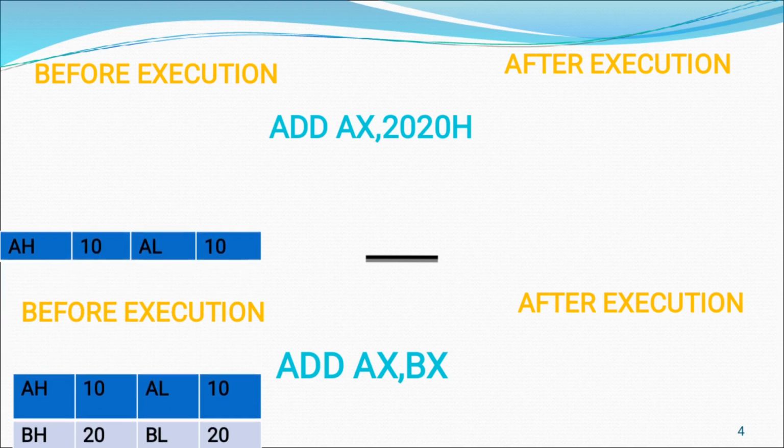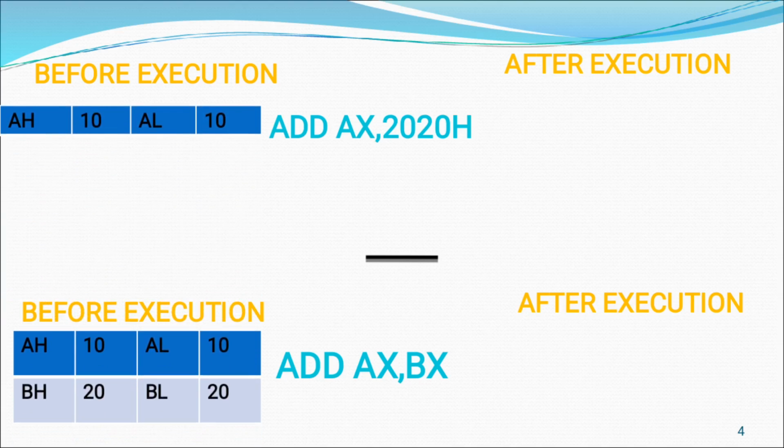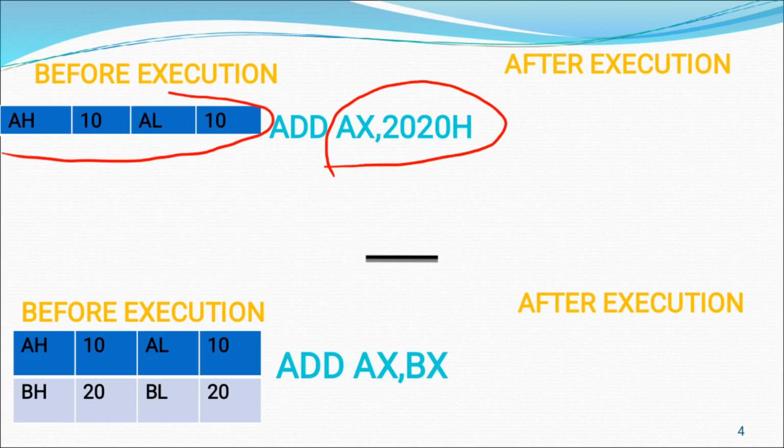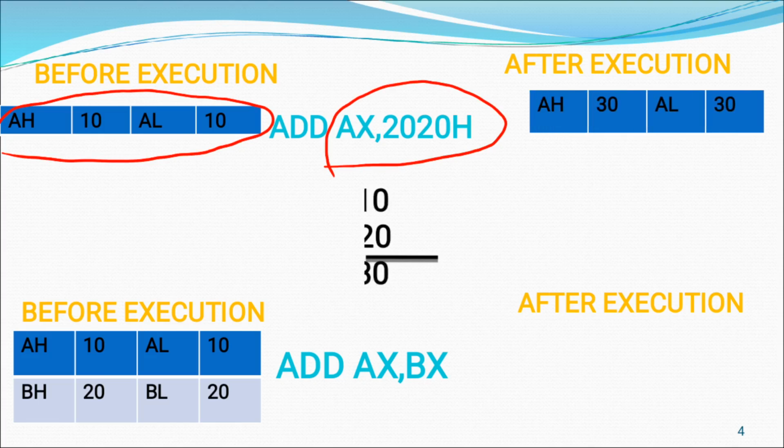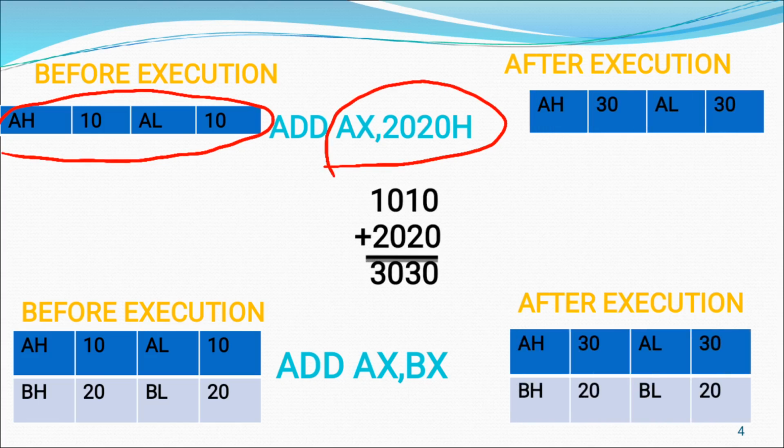ADD AX comma 2020. Here we are going to add direct data 2020 to the content of the AX register. Let us consider the content of the AX register is 1010. If we add 1010 and 2020, the result will be 3030. So after the execution of this instruction, the AX register will be altered to 3030.